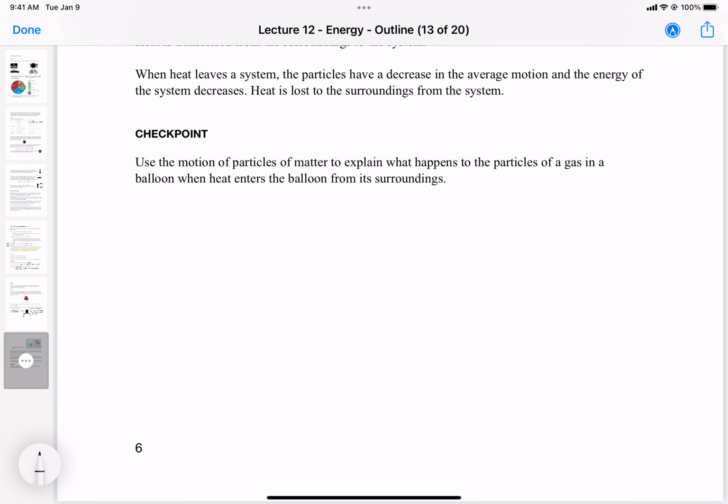Okay, so let's just draw our little picture here of a balloon. I'm just going to put some dots here that represent gas particles at a certain temperature, okay? So let's say this is room temp. Let's just say this is 20 degrees Celsius. Okay, so now if we increase the temperature to, I don't know, 60 degrees.